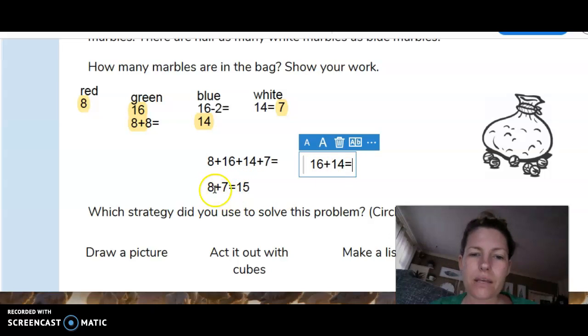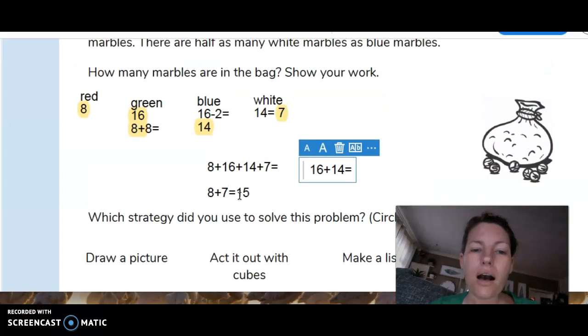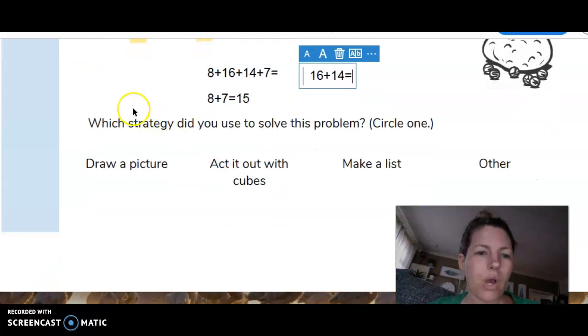Okay, I just chose to break this down by adding the 8 and 7 together first, then I added the 16 and the 14, and then I'm going to add those two answers or sums together to get the total number of marbles. What strategy did you use to solve this problem?